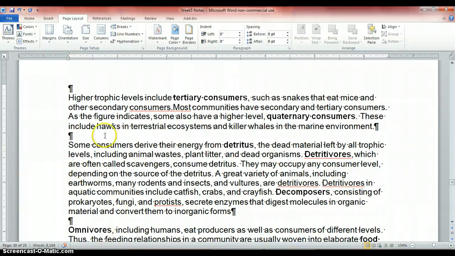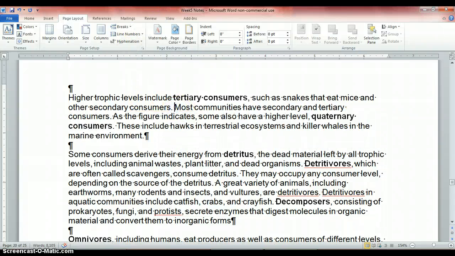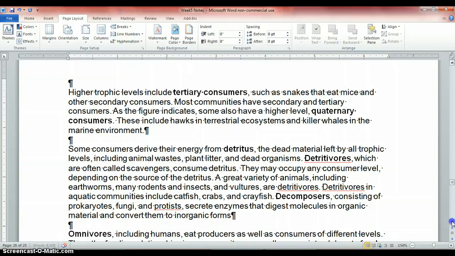Higher trophic levels are going to be your tertiary consumers. These are like the snakes that eat the mice, or the secondary consumers. Most communities have secondary and tertiary consumers. The figure indicates there's also a higher level, which is your quaternary. These are going to be your top dogs, right? Your keystone predators, which I'm sure we'll define soon.